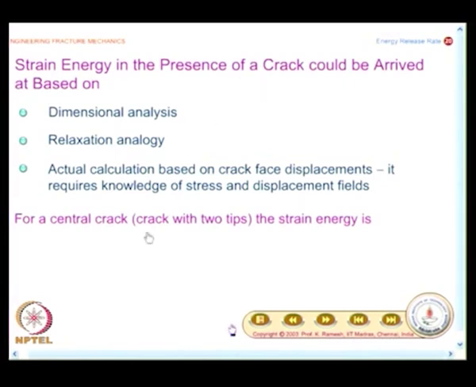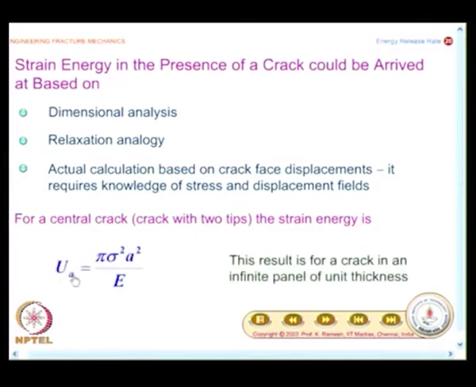For the current discussion, we will look at a central crack, and keep this information in mind: a crack with two tips. This is a very subtle point, but equally important. The strain energy is given as U_a equal to pi sigma squared a squared divided by E. This is for a central crack.